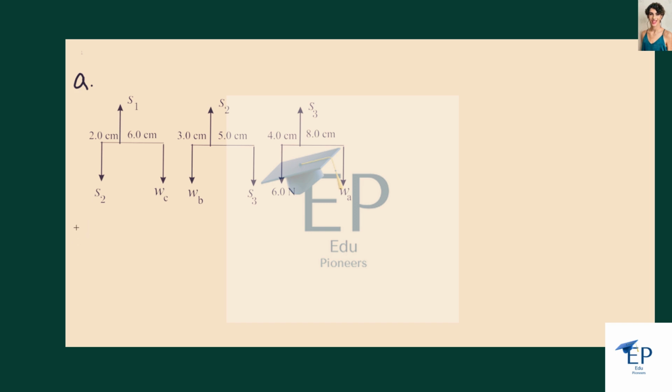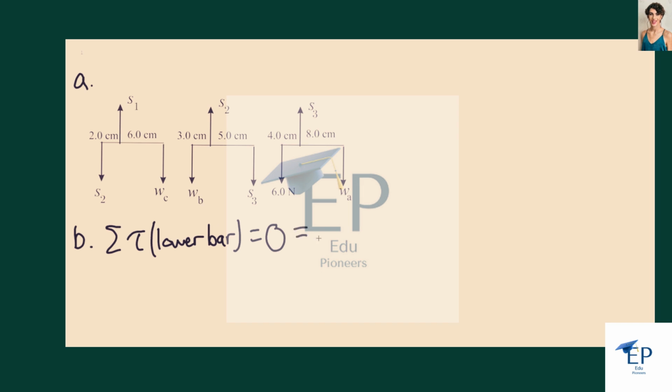For part B, however, they want us to find the magnitude of S sub 1, S sub 2, and S sub 3. So let's take the lower bar. So the sum of the torque of the lower bar is going to be equal to 0 because, again, all of these are in rotational equilibrium. Therefore, we can make the assumption that the sum of the net torque is going to be equal to 0.